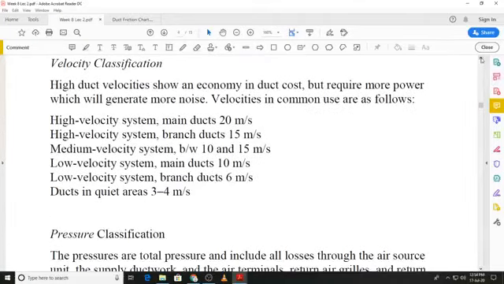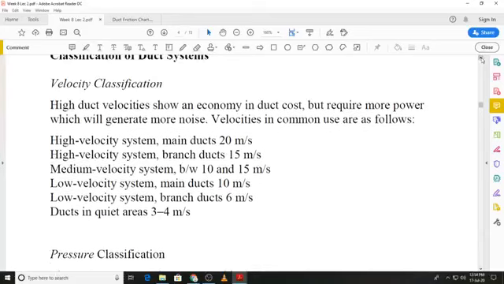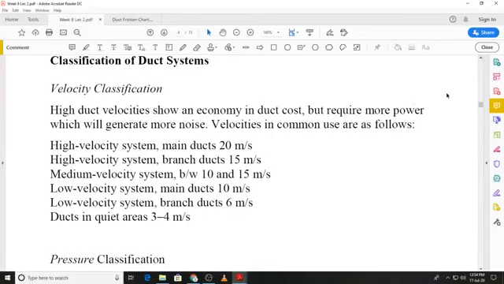We now move on to the classification of duct systems, and the classification can be done on two bases. One is the velocity classification and the other is pressure classification. The velocity classification again has three principal categories, that is high, medium and low velocity systems. The values of the velocities in a high velocity system I have shown.